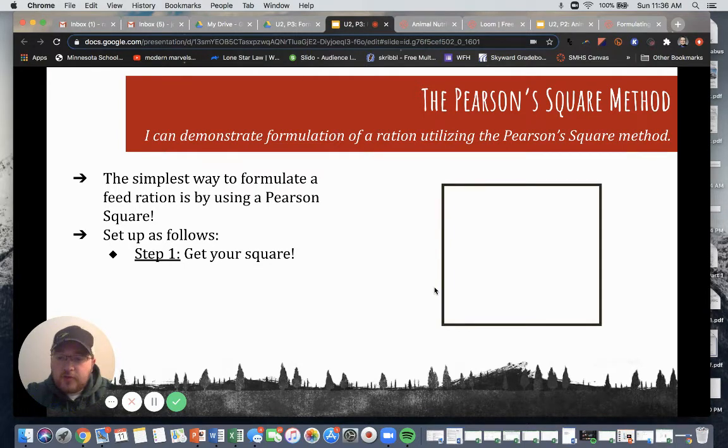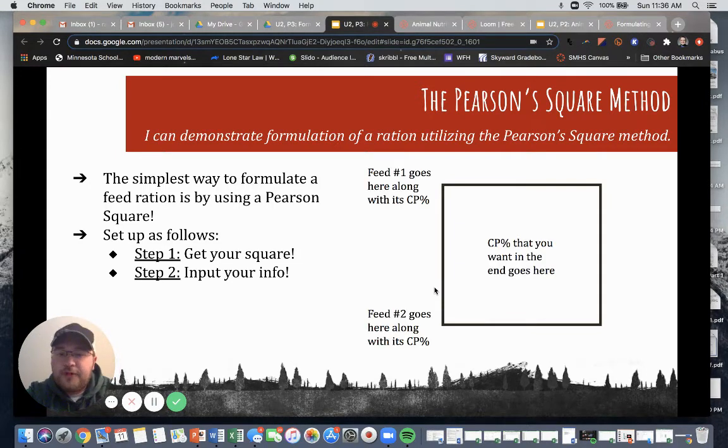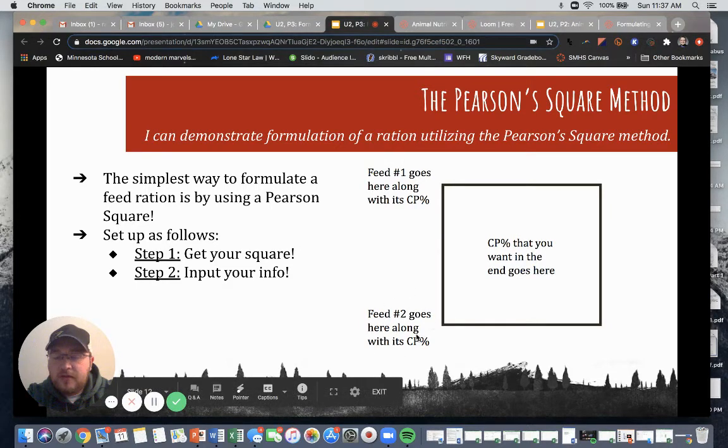So I broke this down into a few steps, so you're going to want to follow along here. The first step is get your square. This is the easiest step. You just draw a square like that. Step 2, input your info. In the problem, we're going to have 2 different feed samples that we're comparing and figuring out how much of each we need to add. Feed number 1 goes up in the upper left-hand corner along with the crude protein percent. Feed number 2 is going to go in the bottom left-hand corner along with that crude protein percent. And in the middle, you're going to put the amount of crude protein that you want in the end.